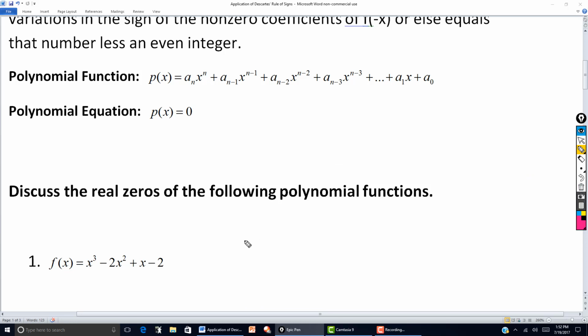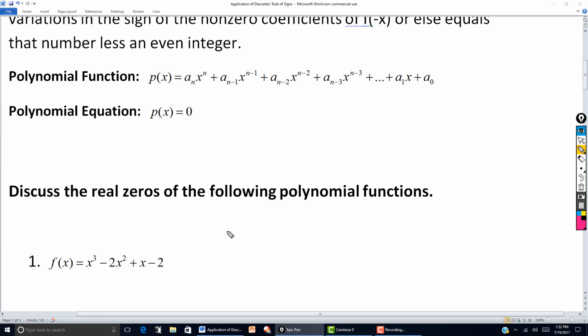Again, this particular video is not to show you how to solve these, because I do have some videos on that. This is just to apply Descartes' Rule of Signs. So here we're discussing the real zeros. Since it's degree 3, we expect to have at most 3 zeros. So we could have 3 real zeros, or we could have, say, 1 real zero and then 2 imaginary.